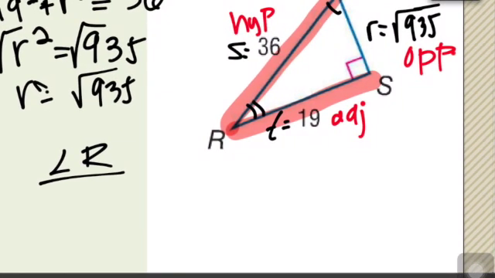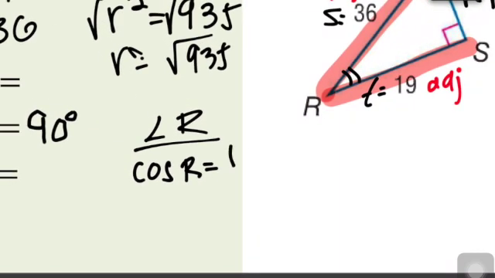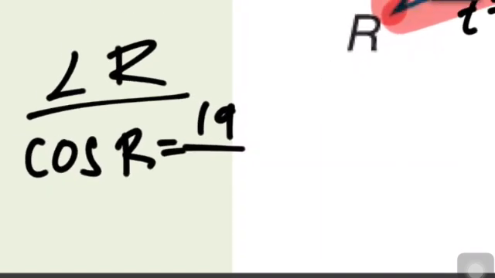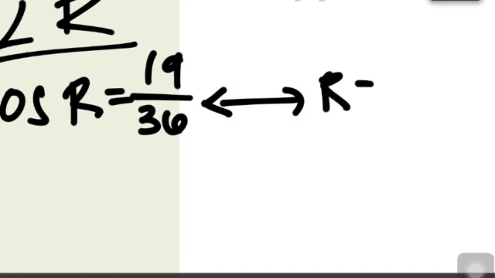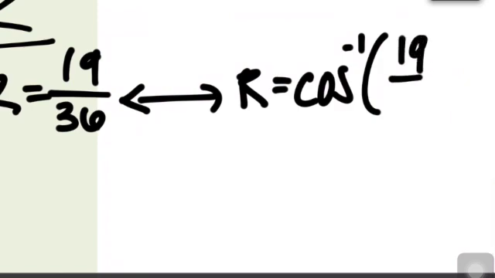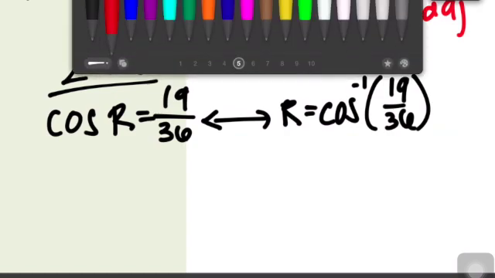So angle R, in order to solve this, we're going to need the adjacent side, right? I'm given the adjacent and the hypotenuse, so that's cosine. So I'm going to use cosine. I'm going to say the cosine of angle R is equal to the adjacent side, which is 19, divided by the hypotenuse, which is 36. We're going to go ahead and inverse this. Remember how we do the inverse? So the angle comes outside, and then it's equal to the inverse of 19 over 36. I swapped their positions, right? Remember we just swapped these two.